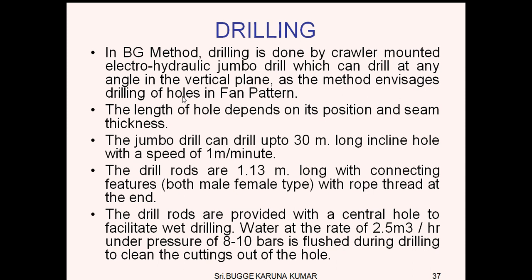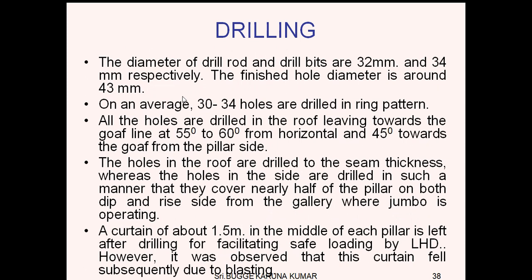Water at the rate of 2.5 liters per hour and a pressure of 8 to 10 bars is used to flush and clean the cuttings of coal. The diameter of the drill rod and drill bit are 32 mm and 34 mm respectively. The finished hole's diameter is around 43 mm.